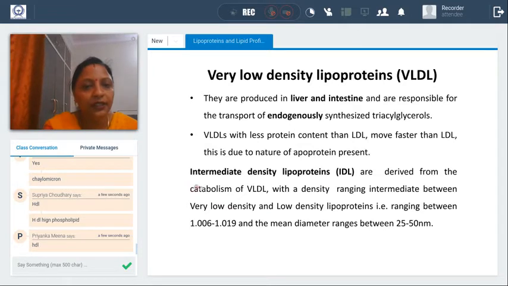Another category is intermediate density lipoprotein, that is IDL, derived from catabolism of VLDL with a density intermediate between VLDL and LDL. So this is between very low density and low density lipoprotein, with a density ranging between 1.006 to 1.019, and the mean diameter or size is between 25 to 50 nanometers.